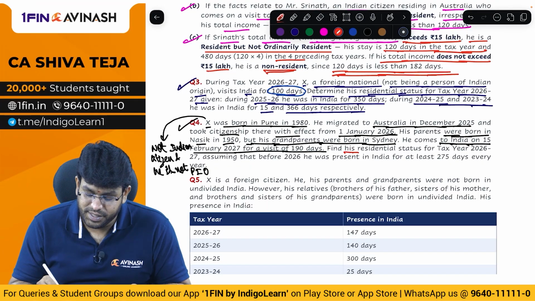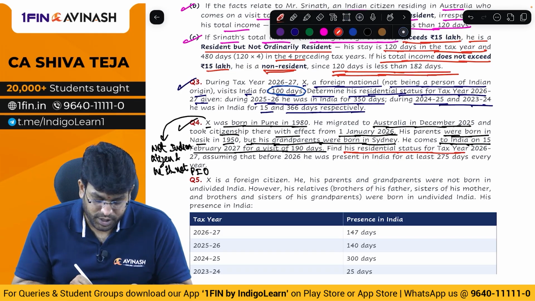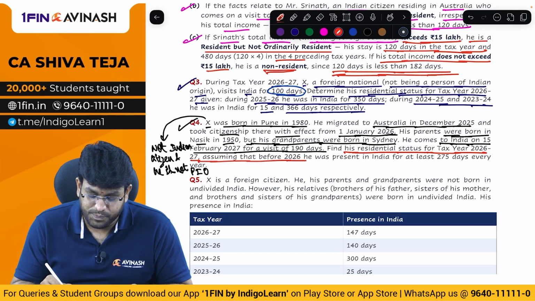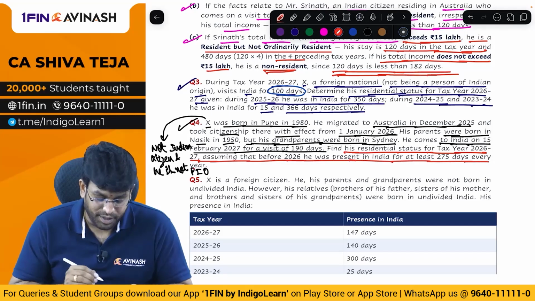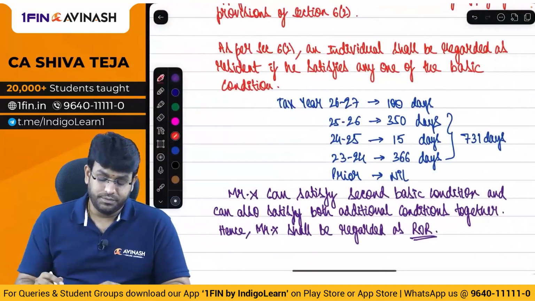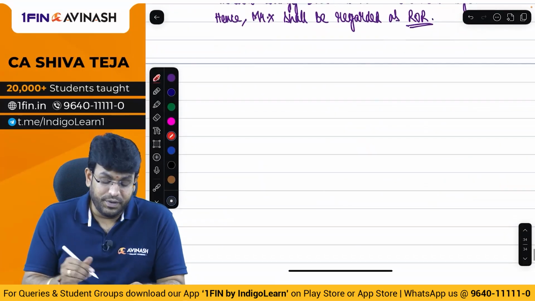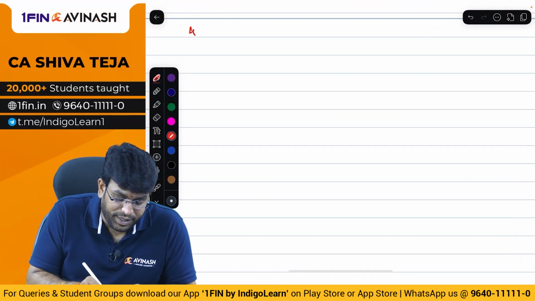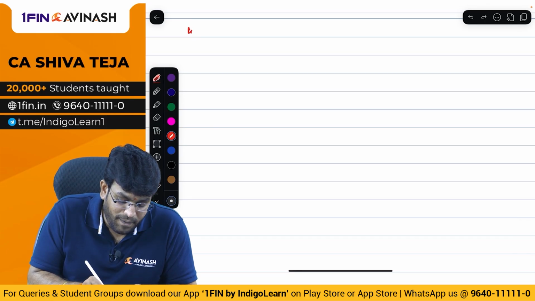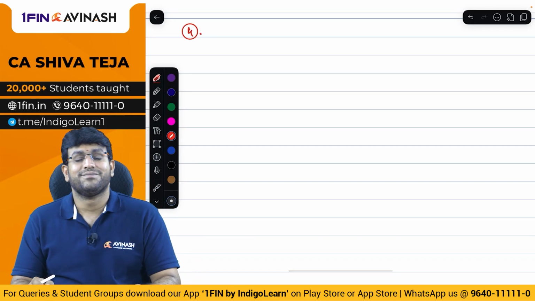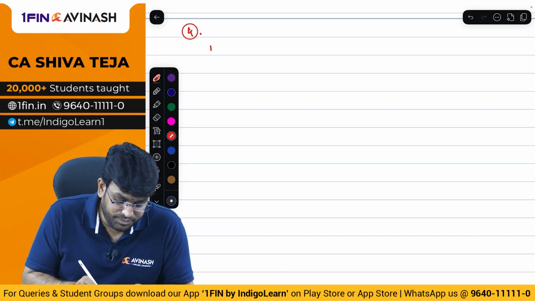Find his residential status for the tax year 26-27, assuming that before 2026, he was present in India for at least 275 days every year. So if he is in India for at least 275 days every year, he can easily satisfy the additional conditions. But the question is all about basic conditions. Correct, no?